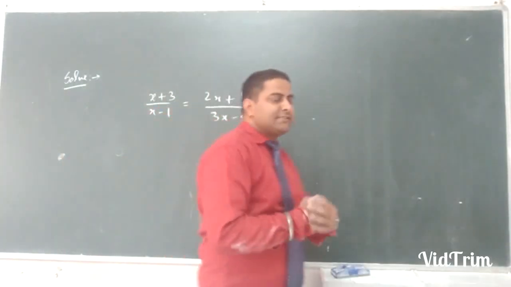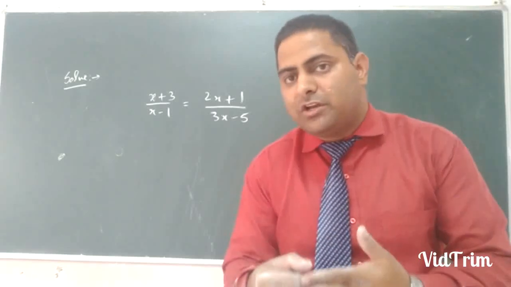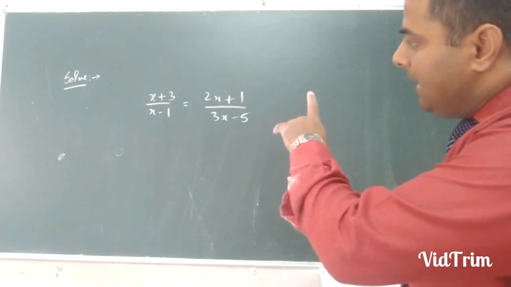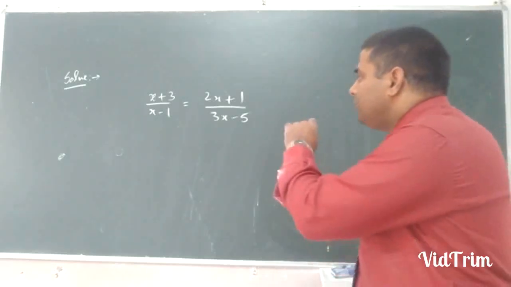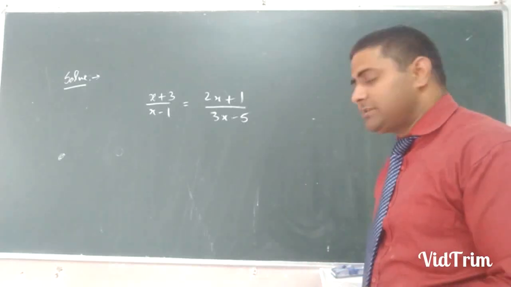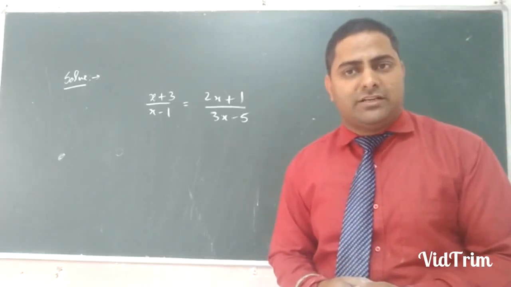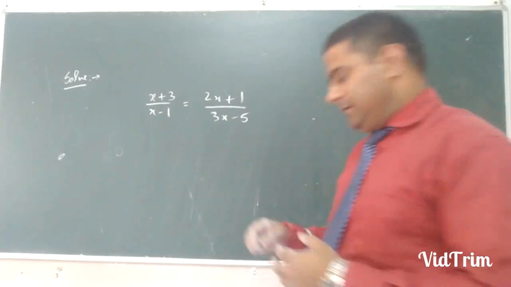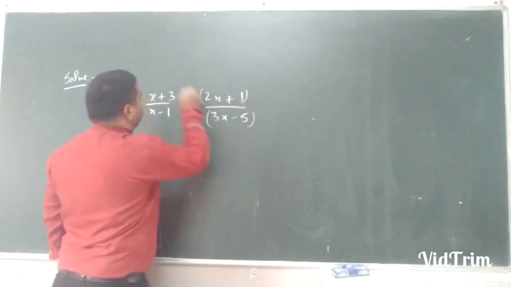Now, we are going to discuss a question in which the quadratic equation is not given directly. You can see the question written on the board. X plus 3 divided by x minus 1 is equal to 2x plus 1 divided by 3x minus 5. You can see here, it's not given that it is a quadratic equation, but the question is given: solve. How do we solve it? Now, first of all, we do the cross multiplication.